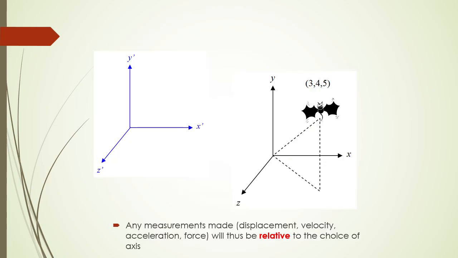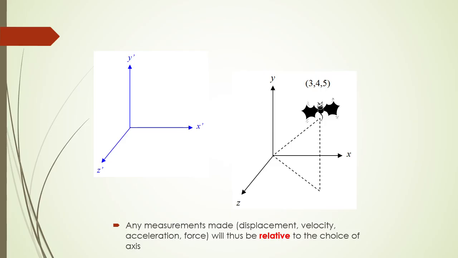Of course, I don't have to choose the x, y, z axis that we just saw in the last slide. I could choose another set of axes, x prime, y prime, z prime. Then, basically, if I want to take measurements, depending on which is my coordinate axis, the actual measurement or coordinate of the bat will depend on the choice of axis. So this is a relative choice. It depends on which axis you want to choose. Neither of them are wrong.